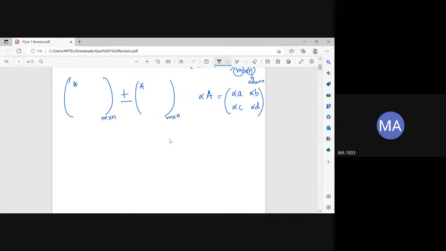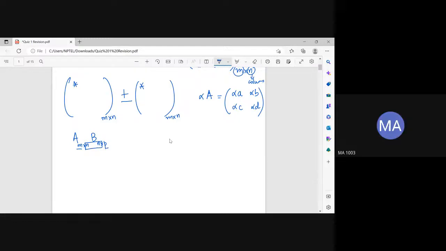Fine. When can we multiply two matrices? If the number of columns of the first matrix equals the number of rows of the second. If A is an m cross n matrix, then B has to be an n cross something matrix, say n cross p. And the order of the resulting matrix is going to be m cross p.